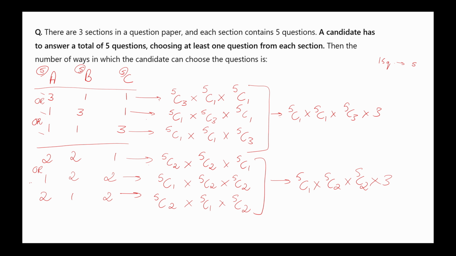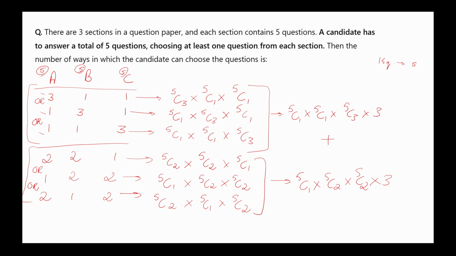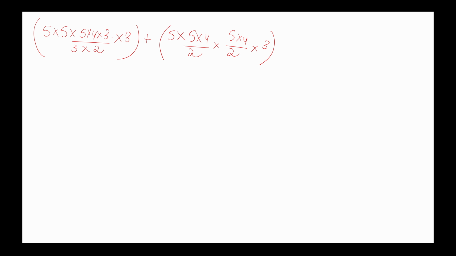Since these are either or combinations, right? Now this section and this section is also in OR combinations, right? So I have to add these two combinations and that would give me my answer. So let us simply add these two combinations. What do we have in the first combination? I have 5C1, which can be written as 5, into 5, into 5C3. So 5 into 4 into 3 divided by 3 into 2 into 3, added with my second section, which is 5 into 5C2 into 5C2 into 3.